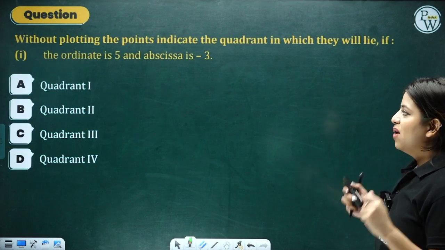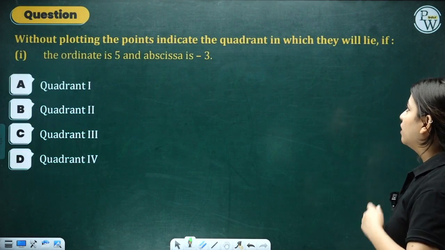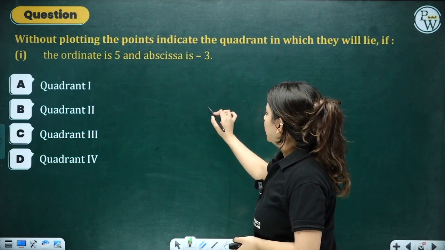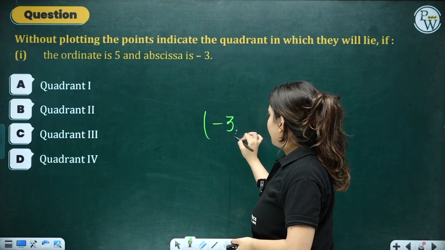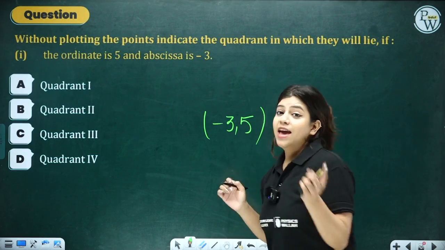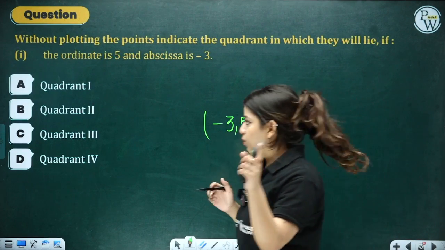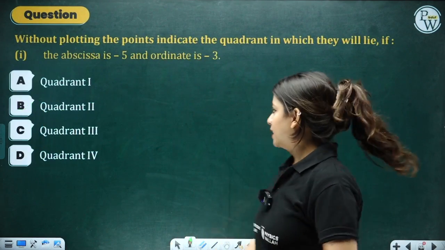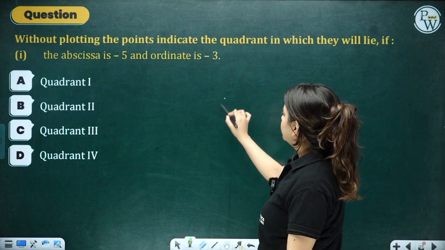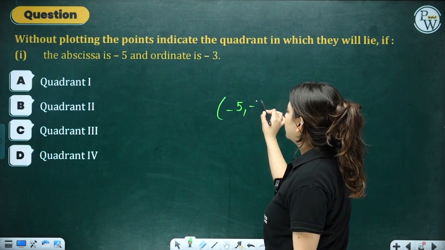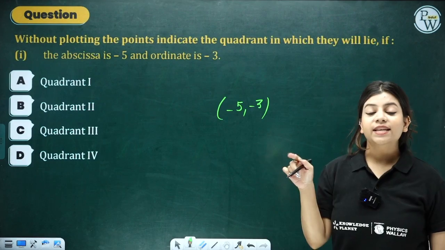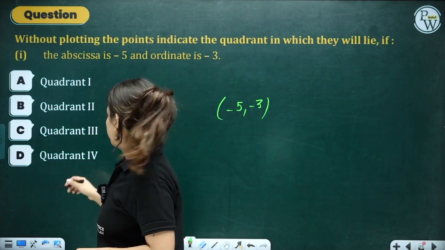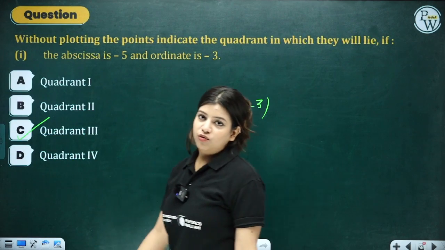Okay, now without plotting the points, indicate the quadrant in which they will lie. The ordinate is 5 and the abscissa is minus 3. That is, the x is minus 3 and the y is plus 5. X negative, y positive is only possible in the second quadrant. Right? The next thing that we have, abscissa is minus 5 and ordinate is negative 3. Both are negative, students, so it will simply lie in quadrant 3.